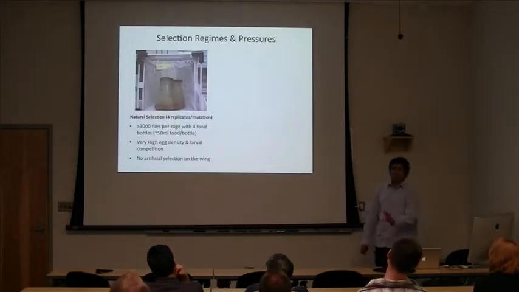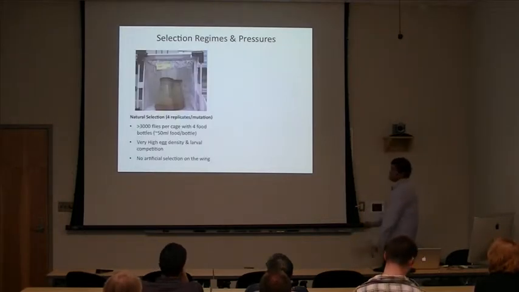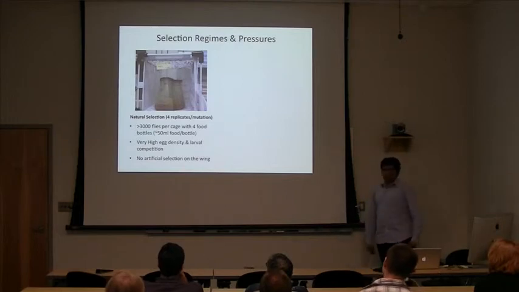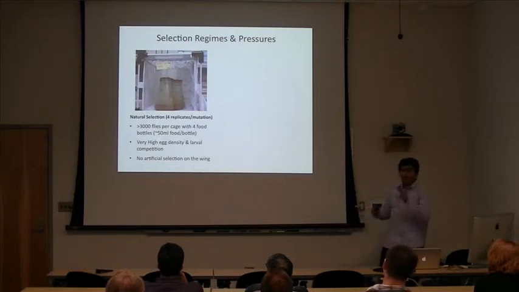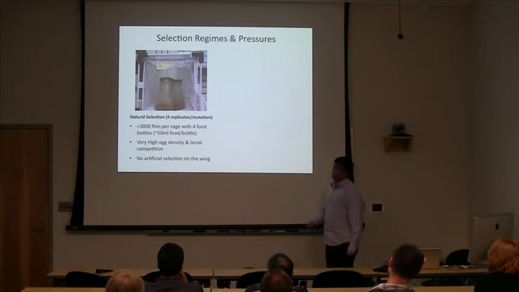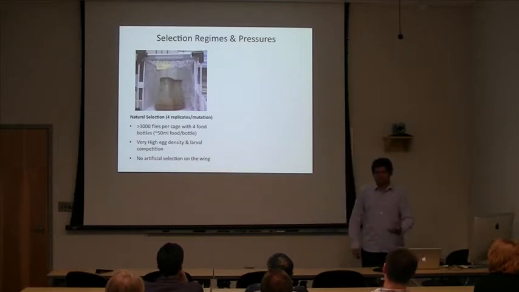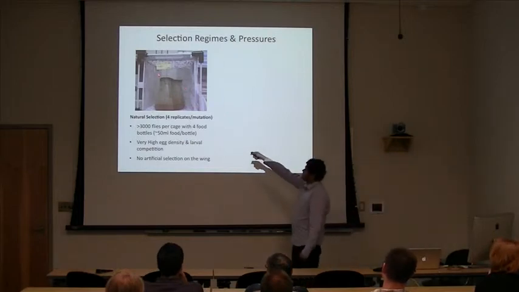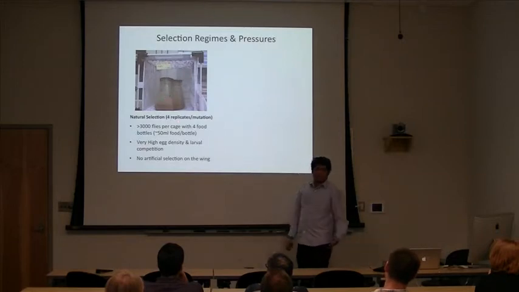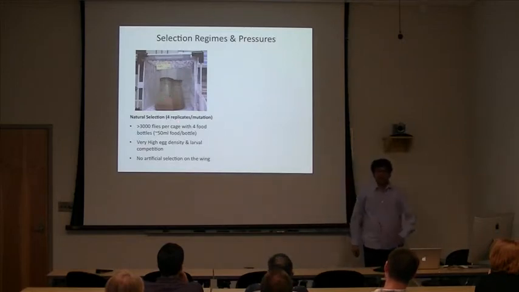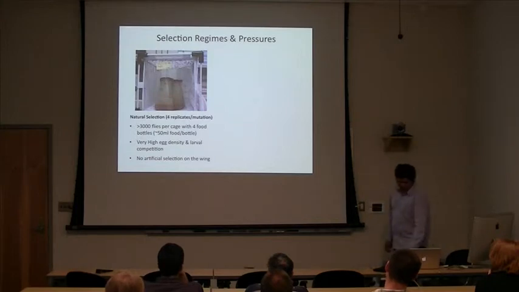So what are the selection regimes? I talked about natural and artificial selection. Natural selection cages look like these. In a population cage, we dump about 3,000 flies, at extremely high density, and we let them lay eggs in bottles for about 5 or 6 days, so very high egg and larval density. Those are flies sitting on the top of the bottle, and this is the egg mass within 1 day. It's quite high.